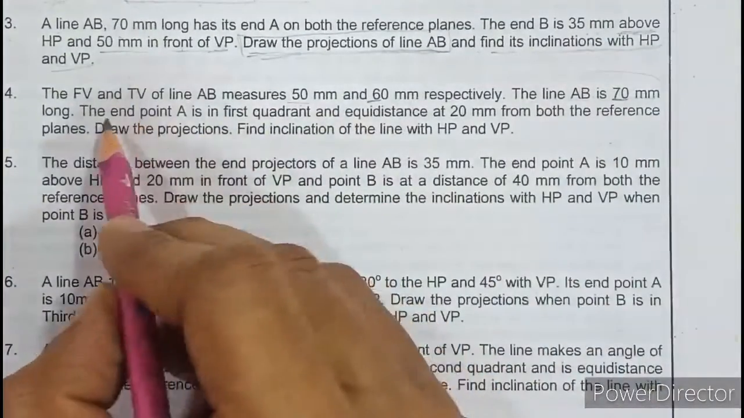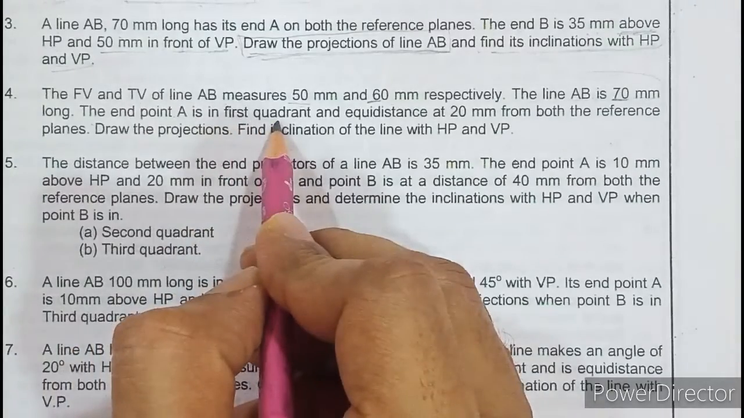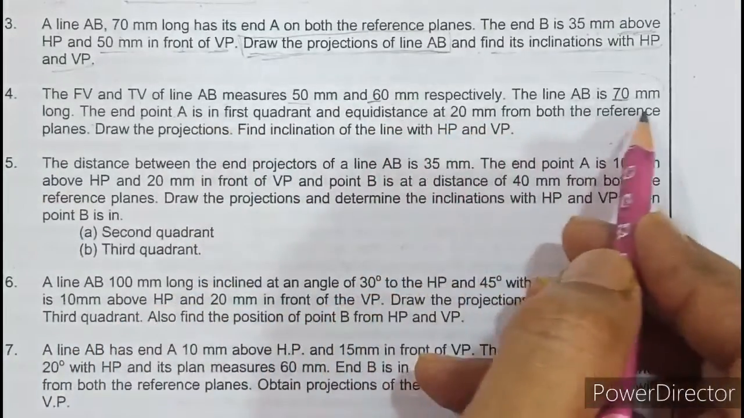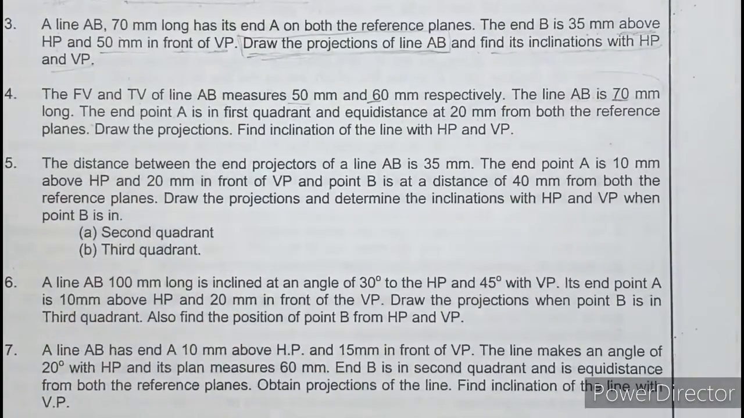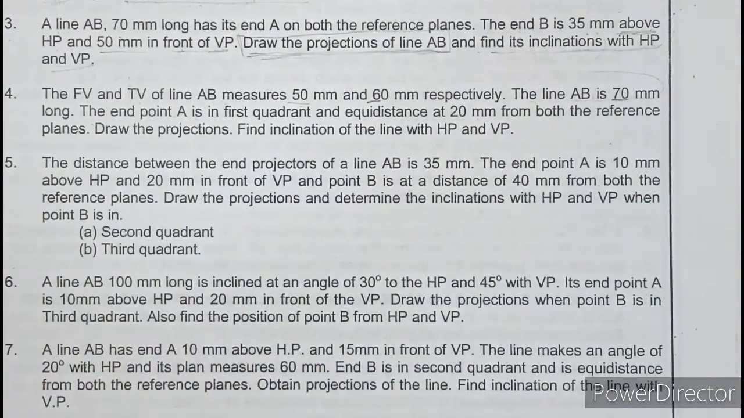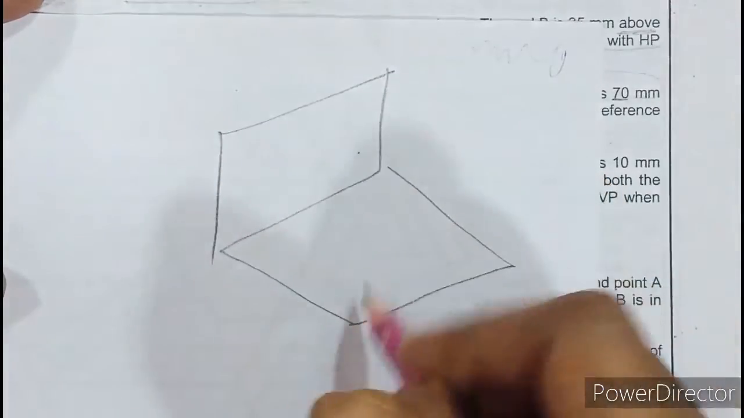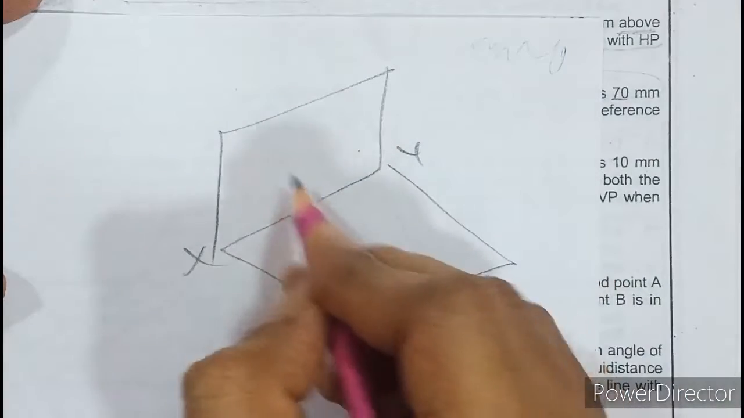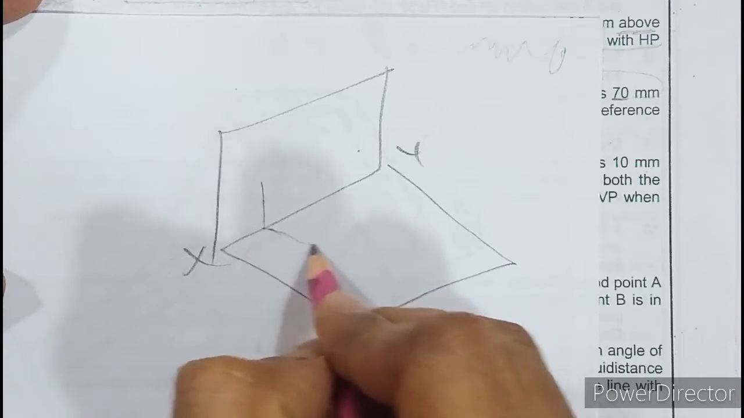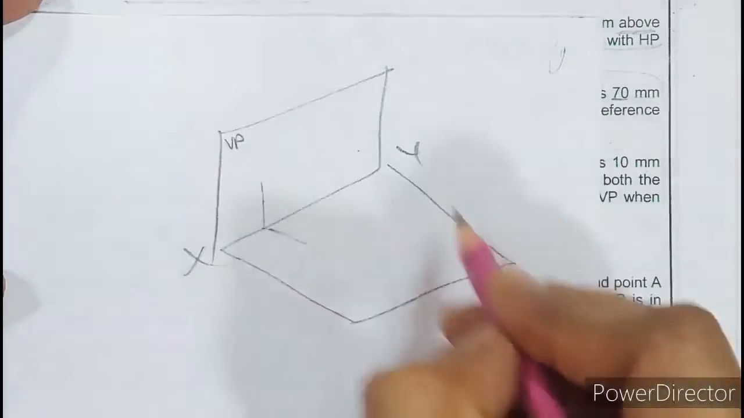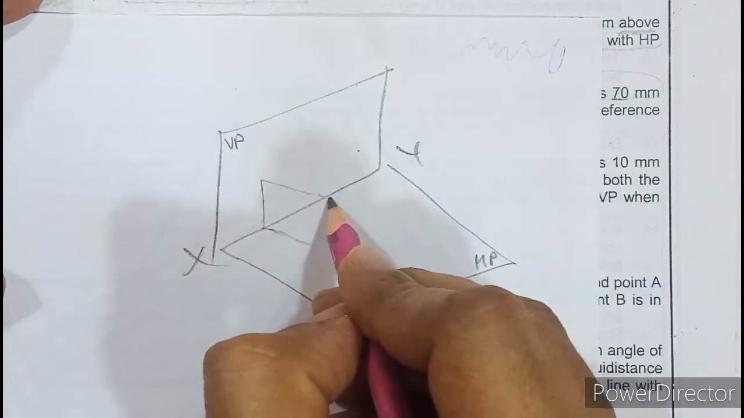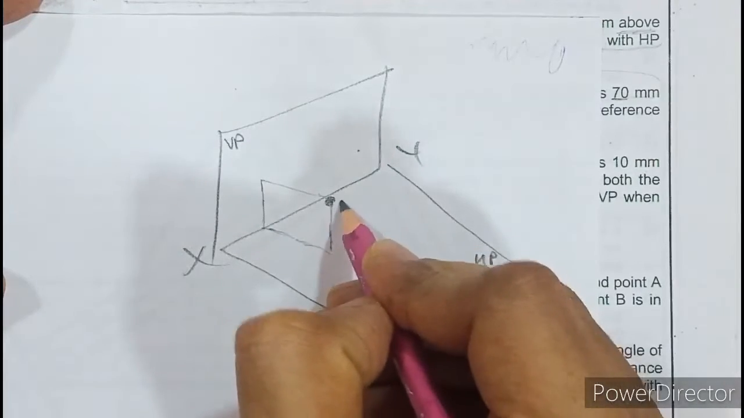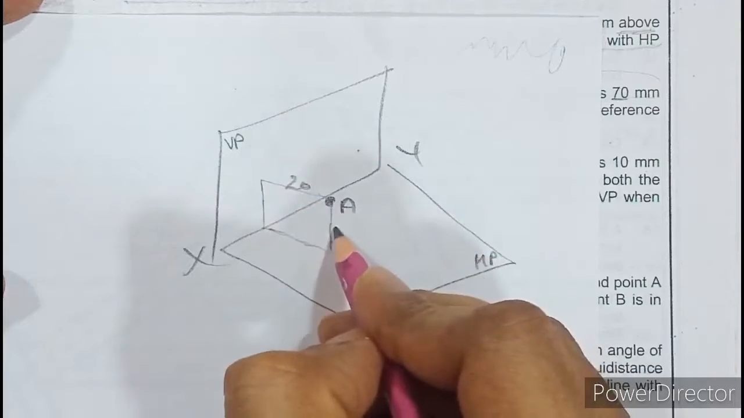Next, what they have said is the endpoint A is in the first quadrant and equidistant, at 20 mm, from both the reference planes. So point A is in the first quadrant and at equal distance from both the reference planes. If you look here, this is our XY line. Point A is in the first quadrant, that is above HP and in front of VP, and 20 mm from both the reference planes. Here reference planes means VP and HP. So it is 20 mm away from both.